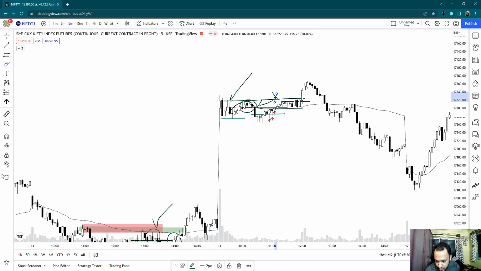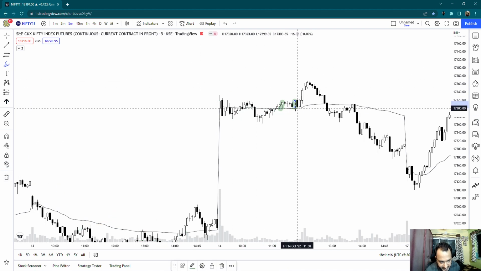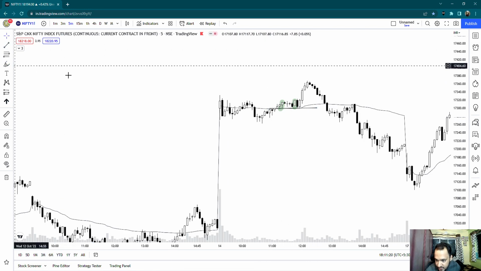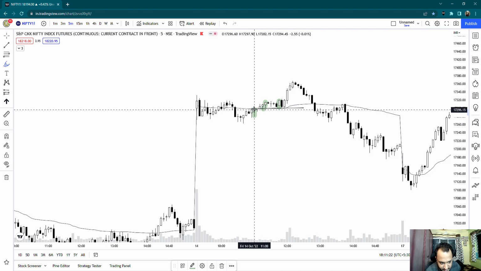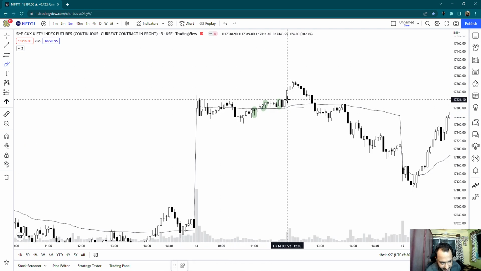Now what happens? Price goes up here. It tests out the demand. The demand is right here. I'm not sure if you can spot these tiny demand zones, but this is the demand zone right here which led to the move. And then we break out.